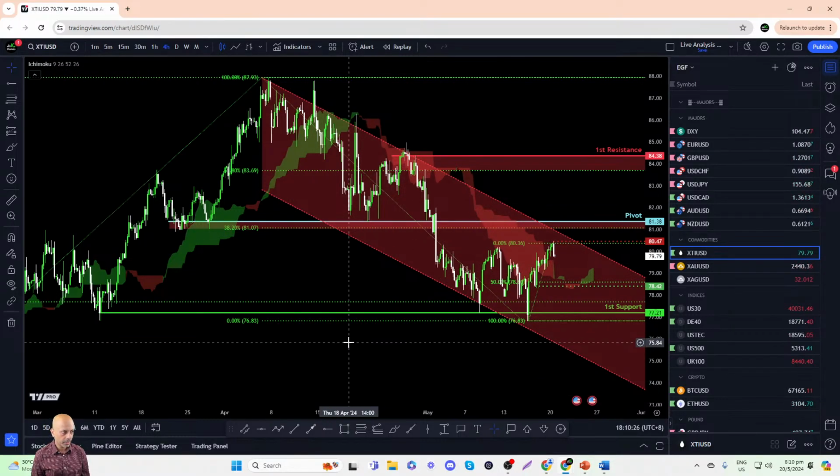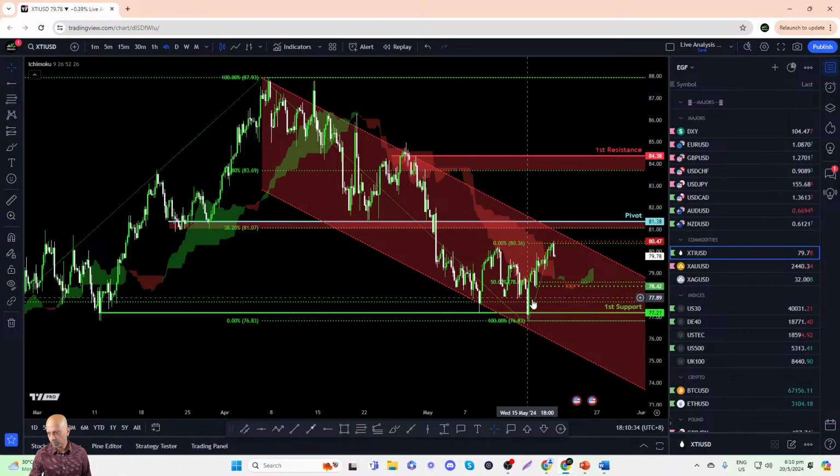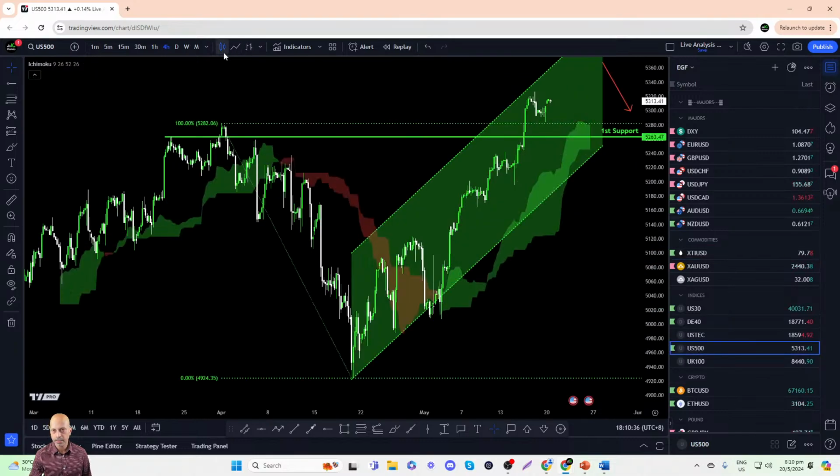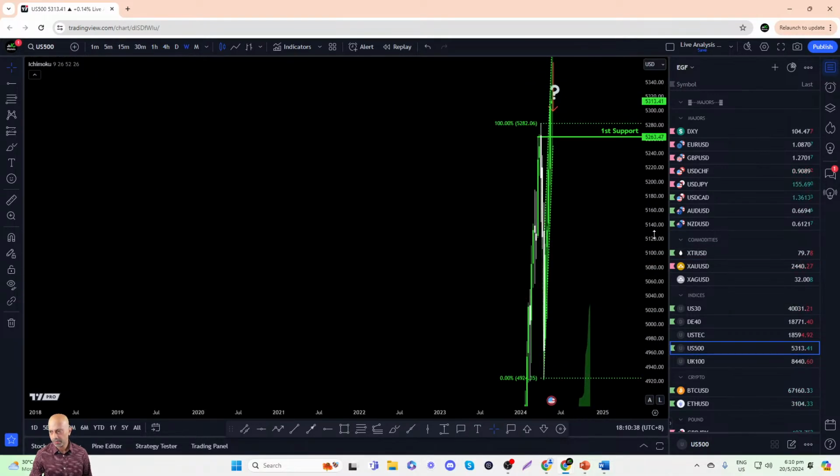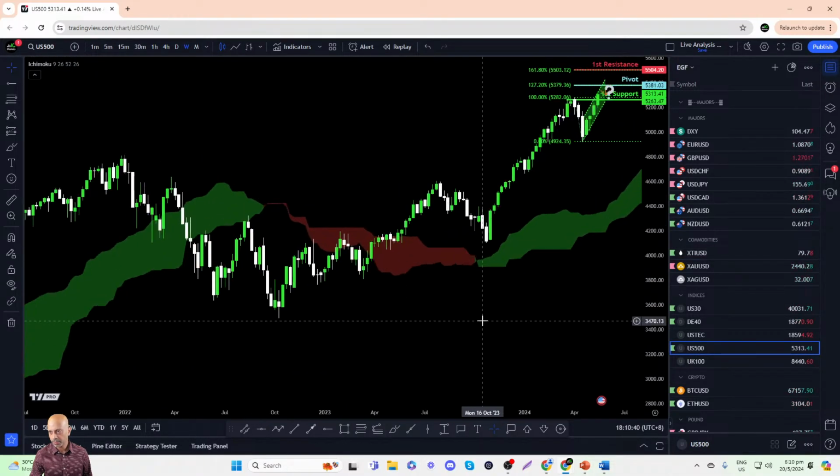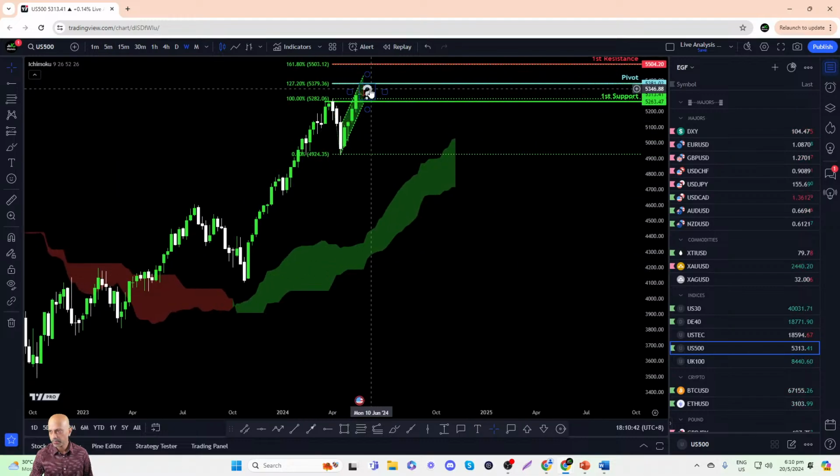All right, okay. Right, moving on, we've covered a bit of the major forex pairs, commodities. Let's take a look at the indices, right? Let's start with the US 500, right? This is the instrument that tracks the S&P 500 futures. So we can see this has made a new all-time high as well.